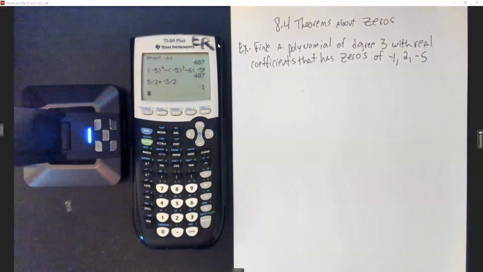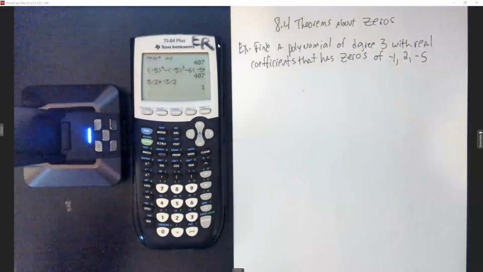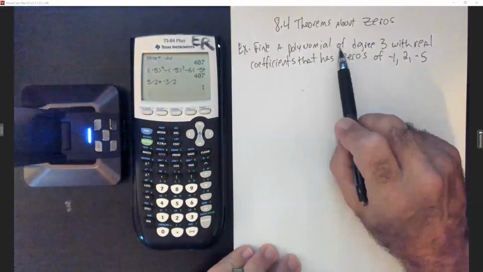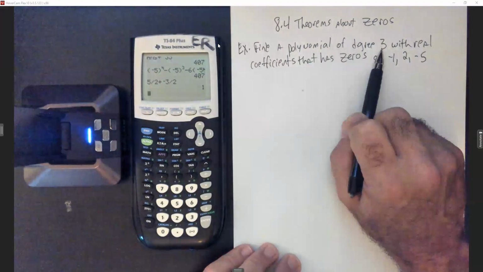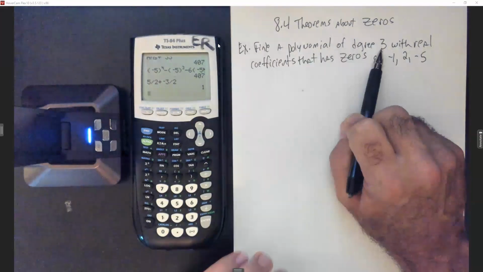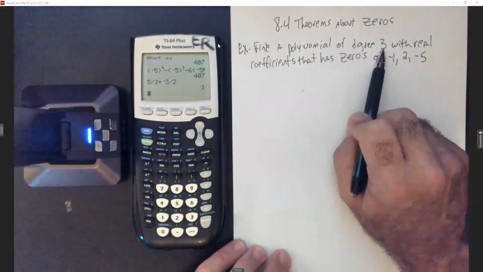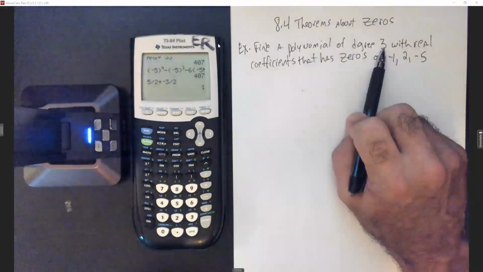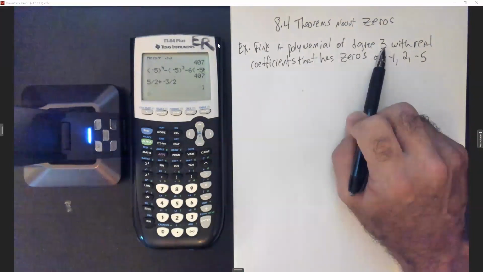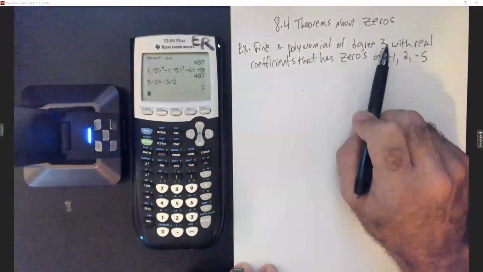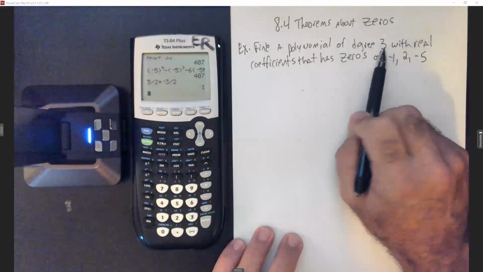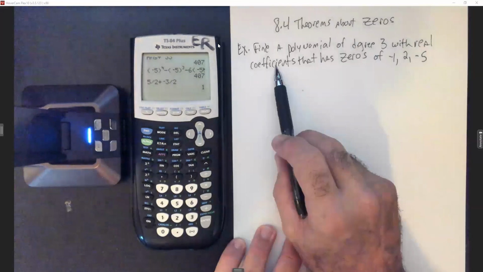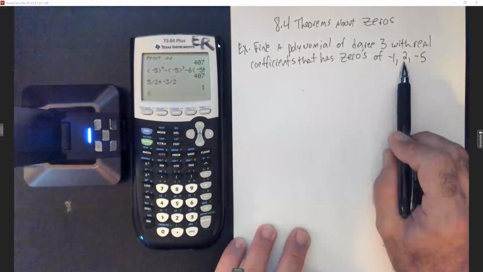So the first thing, they want me to find a polynomial when I'm done, and they're telling me that the highest exponent it can have is a 3. That's what they mean by degree 3. If you end up with an x to the 4th, it's going to be wrong. If you end up with an x squared as your highest exponent, it's going to be wrong. The highest exponent has to be a 3. Now they're telling me it has zeros of -1, 2, and -5.